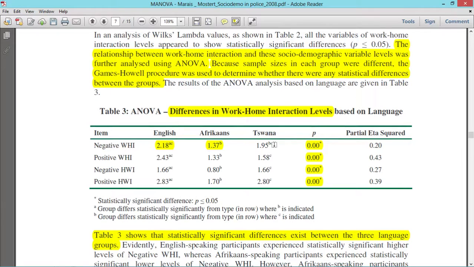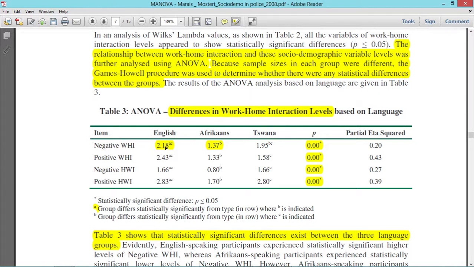So now if we look at these little sub-comments over here, we can see A, B, and C are attached to the values. So now let's look at the sub-comments, okay? They say if a number is marked with A, it means that that group statistically significantly differs from the group where B is indicated, okay? So A significantly differs from B, okay?